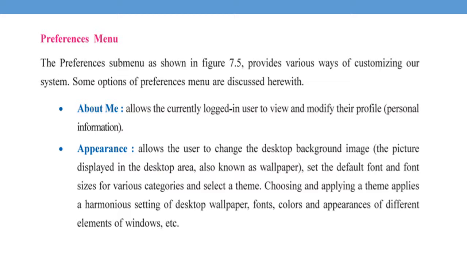And then choosing and applying a theme applies a harmonious setting of desktop wallpaper, fonts, color, and appearance of different elements of Windows. There is a tab for visual effects. Here, three levels of visual effects are provided: none, normal, and extra. The default is none, depending on the graphics capability of your system. The other two options may or may not be permitted. Setting a higher level enables a wide range of 2D and 3D visual effects.